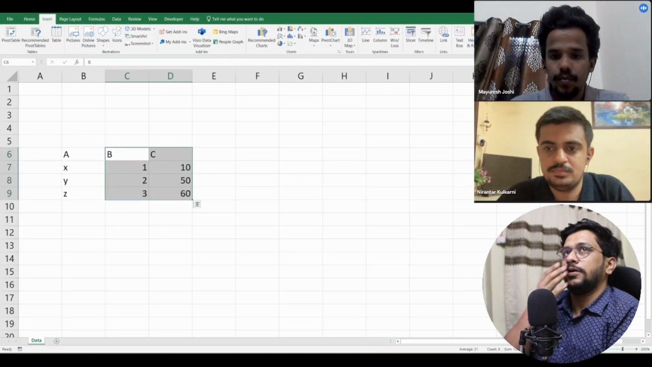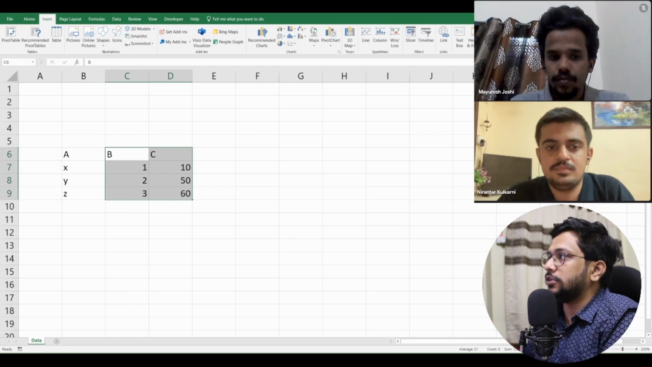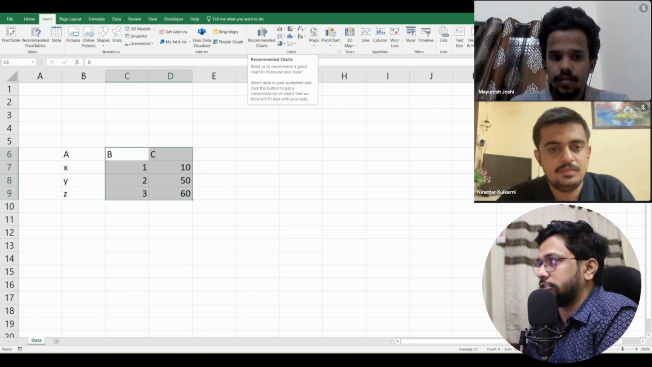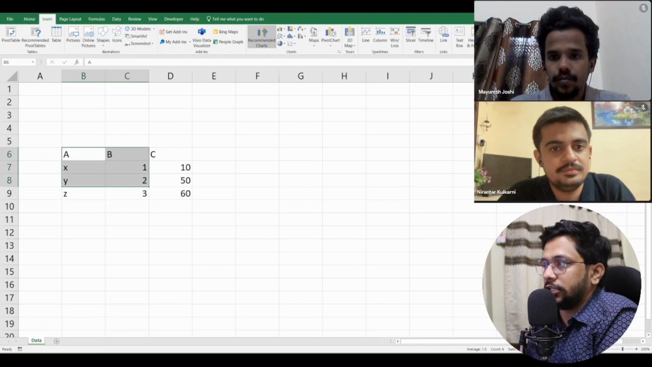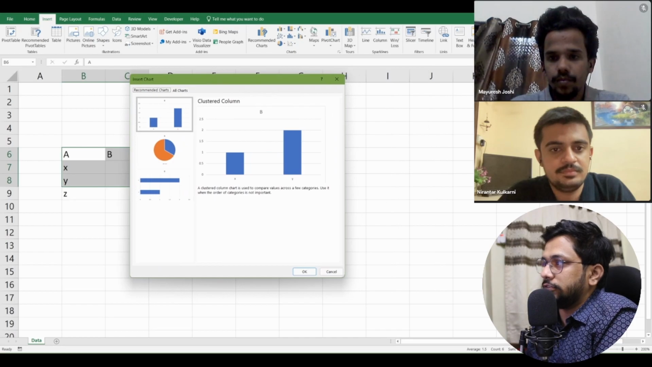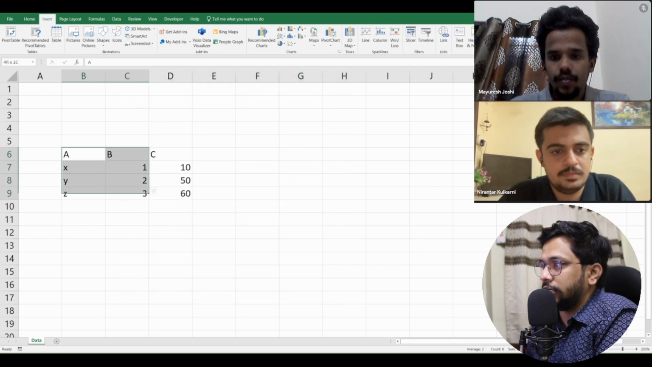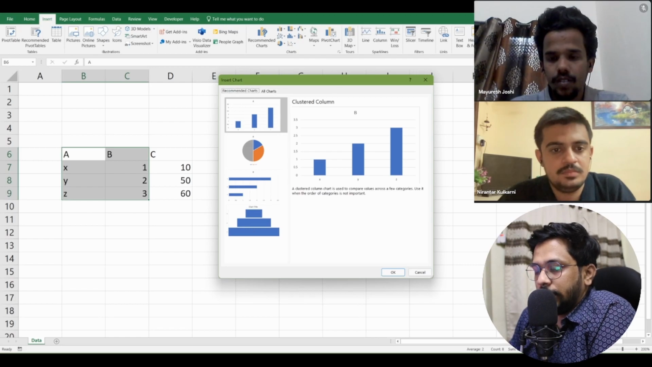Okay, great. So we will go one by one. We will see what charts are available in Excel, and what their use cases are, which is something we will discuss today. We'll just select these two columns and click on recommended charts, and this has given us three charts. So what do you think is the better representation to express the values that we have in the table?